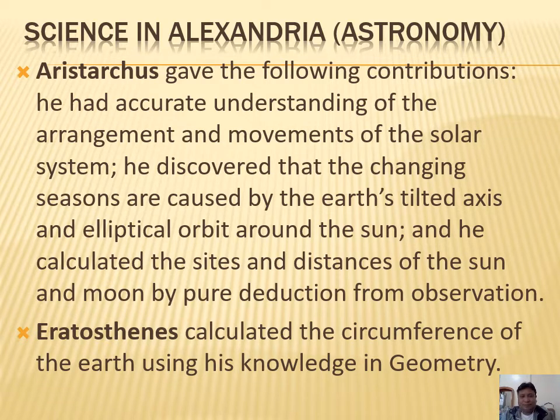Aristarchus calculated the sizes and the distances of the sun and moon by pure deduction from observation. It's based only on observation that he could estimate the distance of the sun and the moon.